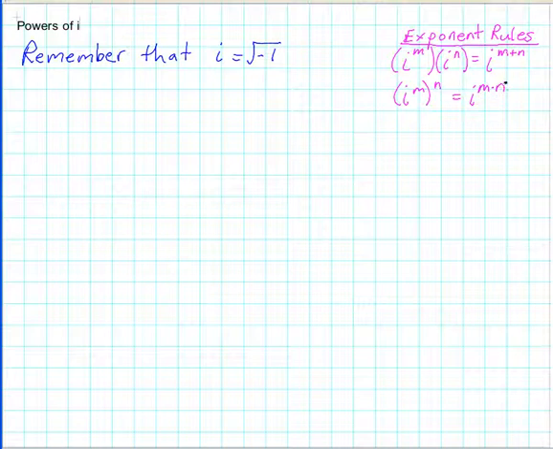In both cases, I'm going to be using these in the opposite direction. I'm going to start with an exponent that I want to split up something like this, or I'll start with an exponent like this that I want to split up like this.